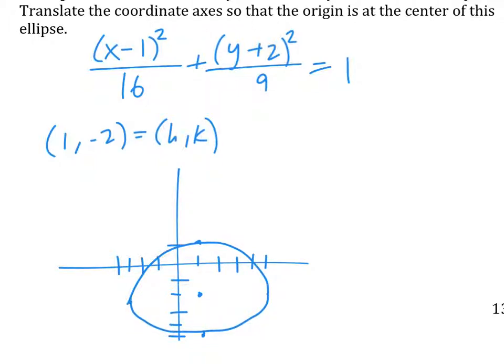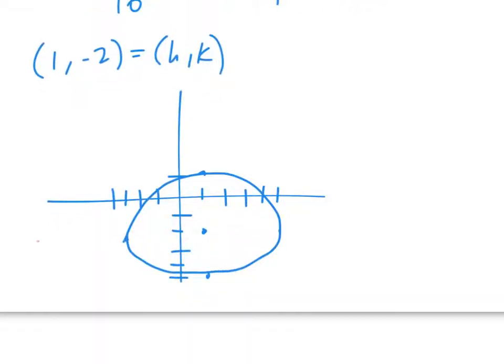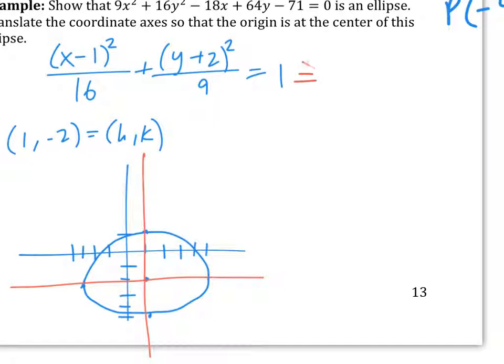Okay, so what we're going to do is think of the center of the ellipse as the new origin. So we're going to create a new axis there through the center so that this is now x prime squared over 16 plus y prime squared over 9 equals 1. Because the center is now at the new 0, 0, there is no translation, and therefore it's x prime over 16 plus y prime over 9. Good.